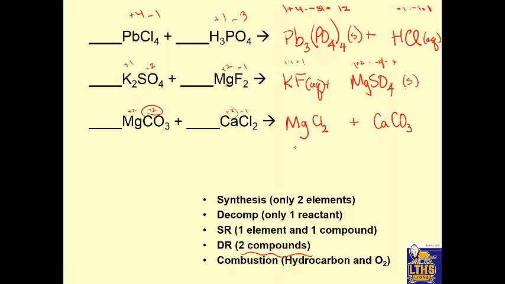So now I got to check which one's going to be the precipitate. So I have +2 times -1, and that gives me absolute value, gives me 2. And then +2 times -2, absolute value gives me 4. Lucky winner, solid. Okay.